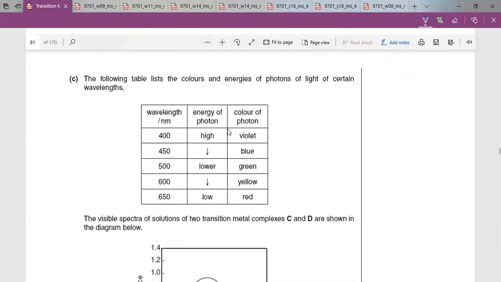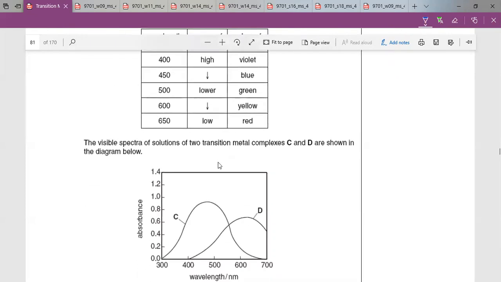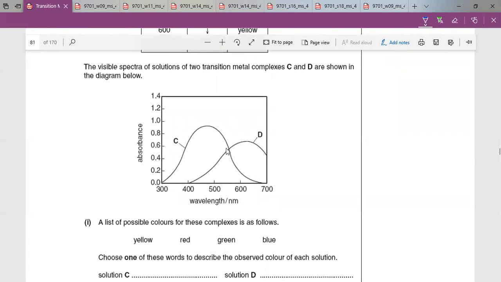The table shows the photons and so on. Remember, high energy, isn't it? Why? Because it's near the UV. Going down here: the visible spectra of the two transition metal complexes C and D are shown in the diagram. C here and D here. Of course, here is your purple, isn't it?